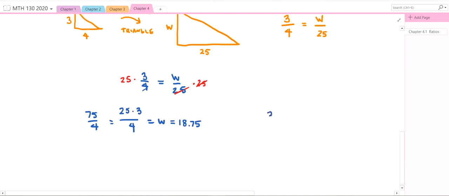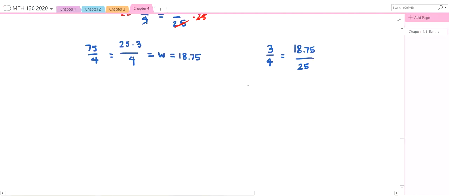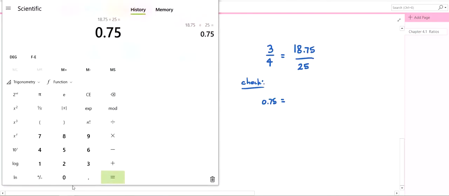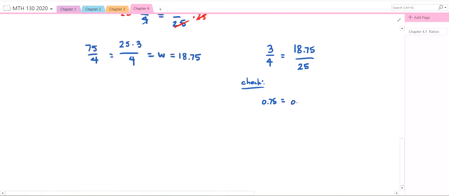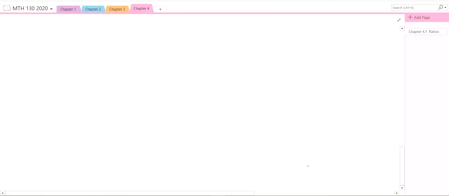So 3 over 4 equals 18.75 over 25. We can quickly throw up a check. Say we're taking a test, we want to check our answers. We know that 3/4 equals 0.75, and 18.75 divided by 25, let's look at the calculator, also equals 0.75. So the check works. Okay, let's do a word problem.